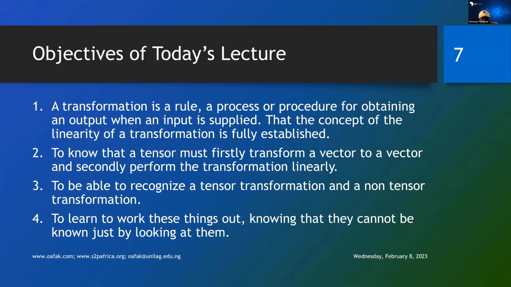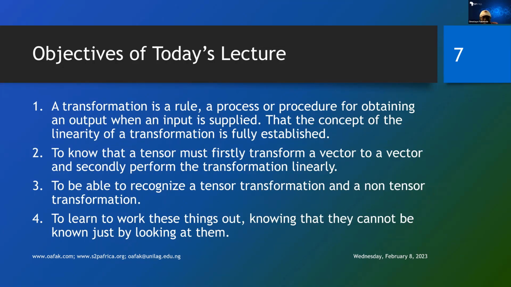Something transforms linearly, and when you supply a vector, it gives you another vector. Then you say that that transformation is a tensor transformation, or simply that what you have done is you have applied a tensor. So that thing that transformed a vector to a vector linearly is what we mean when we talk of a tensor.